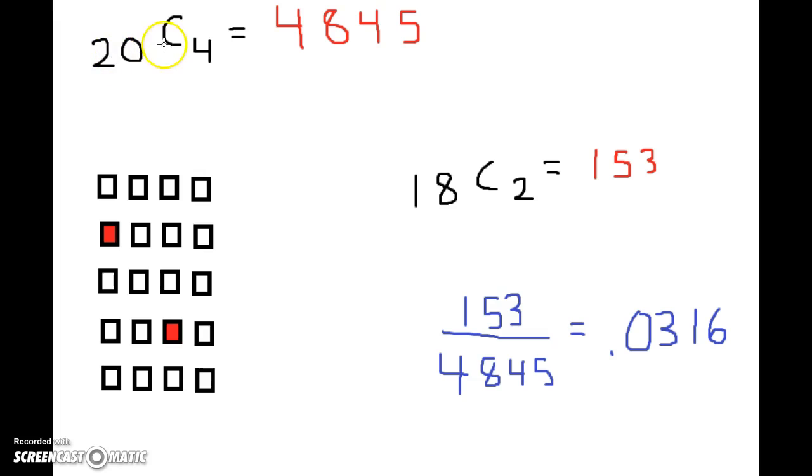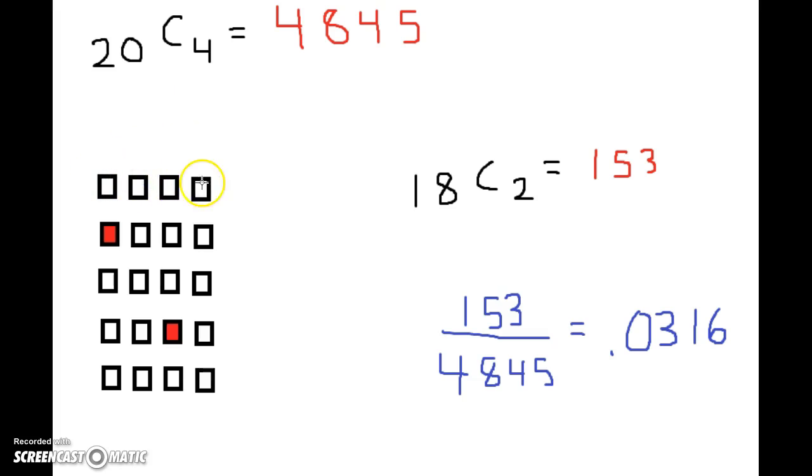There are 20 computers and we're choosing 4 for a group. There's in fact going to be 4,845 different ways we could select 4 computers from this group. Now we definitely want to use combinations and not permutations because the order doesn't matter.